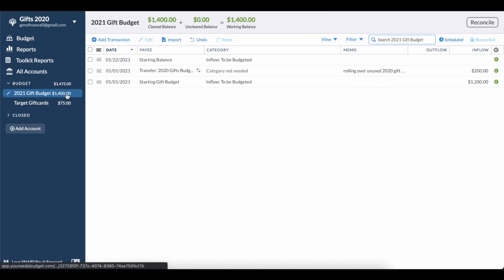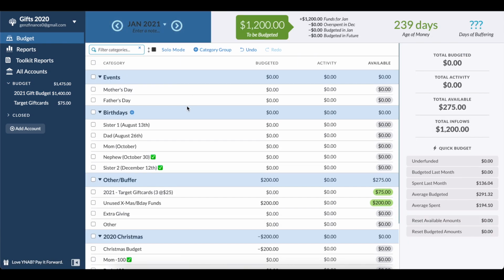So this $1,400 is what my entire gift budget is for 2021. And even though I don't have all of that money available to me yet in my real budget, in actuality, I use this YNAB budget to help me plan for the entire year. So I do want to have all of this money available to me at the beginning of the year so that I can plan for it. Okay, so hopefully that made sense.